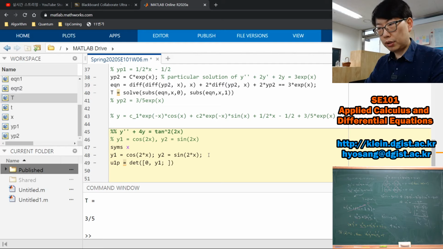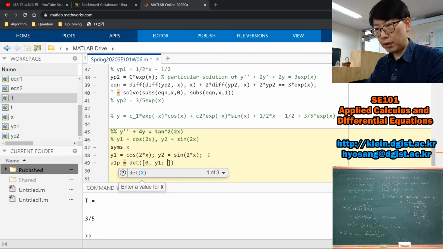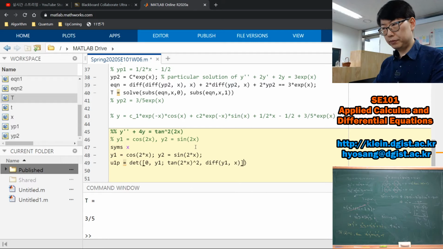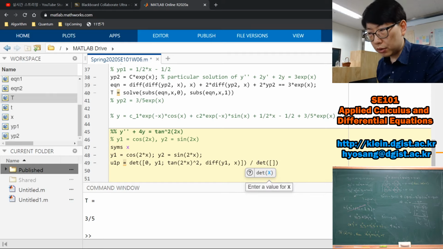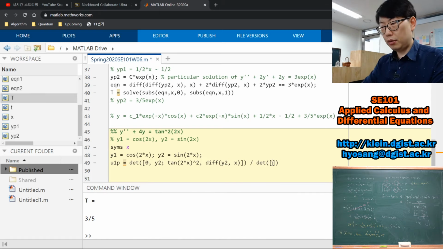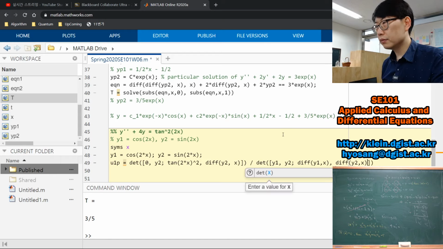And the 2 by 2 matrix is given by the bracket 0, y1, and tangent of 2 times x squared, and y1 prime, which is diff y1 x. Okay, so this is the numerator, the determinant of this, and divide that by, sorry, this should be y2, and then y1, y2, and diff y1 x and diff y2 x.